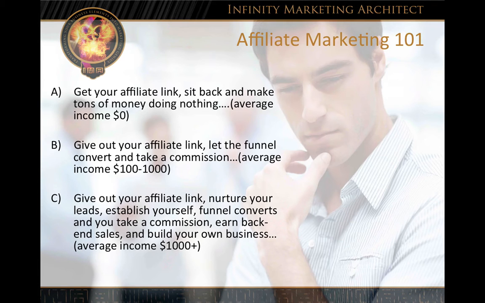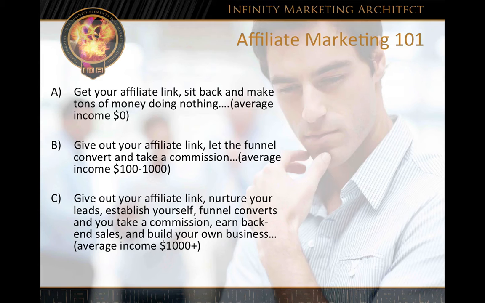So the second option for affiliate marketing is you get your affiliate link for the product you want to promote. You let the funnel convert that program has in place, that company has in place, and you take a commission. The difference of this one to the first one is the promotion that you're doing. You are actively advertising. You're not just getting your link and hoping something happens. You are actively promoting your affiliate link. You are running ad campaigns and marketing campaigns. The average income for affiliates doing this is usually anywhere from $100 to $1,000 a month.